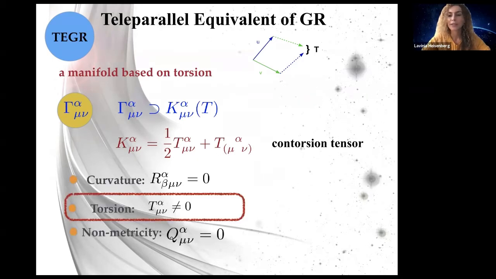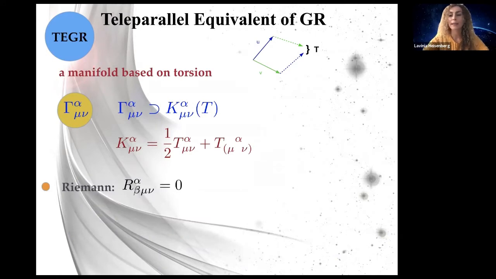So now you live in a space-time which is completely flat, and non-metricity is 0, but torsion is the only non-zero geometrical object. Here is the definition of the torsion tensor, in case you are not familiar. It's the antisymmetric part of the connection, antisymmetric in the mu-nu indices.